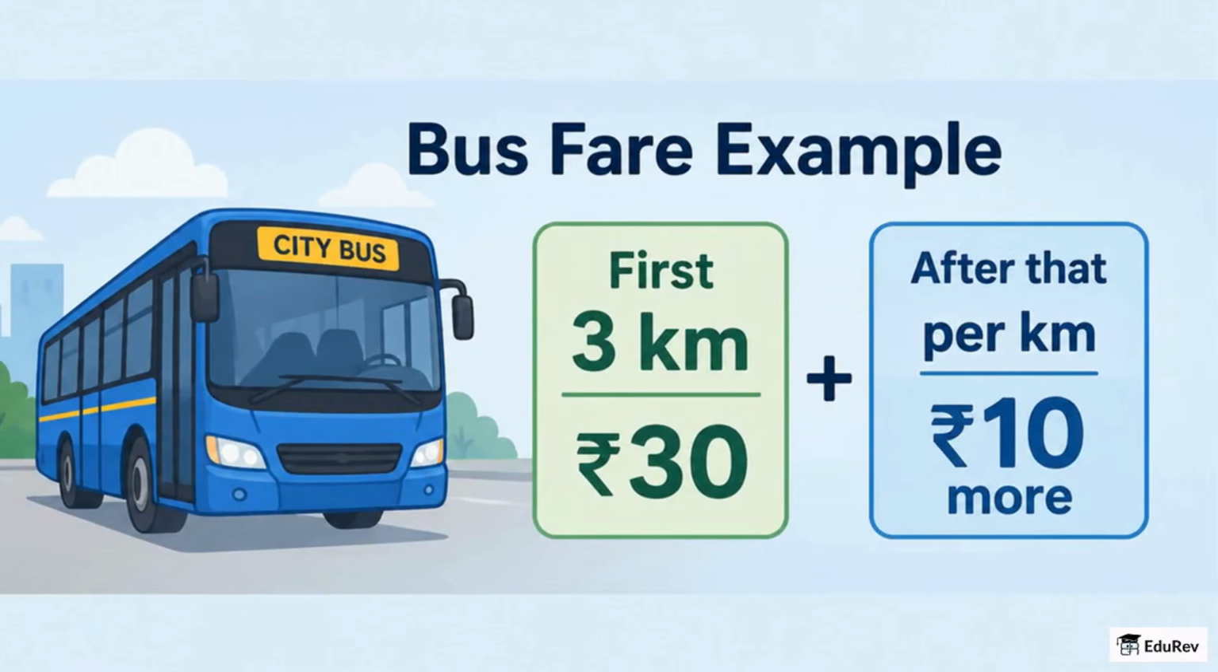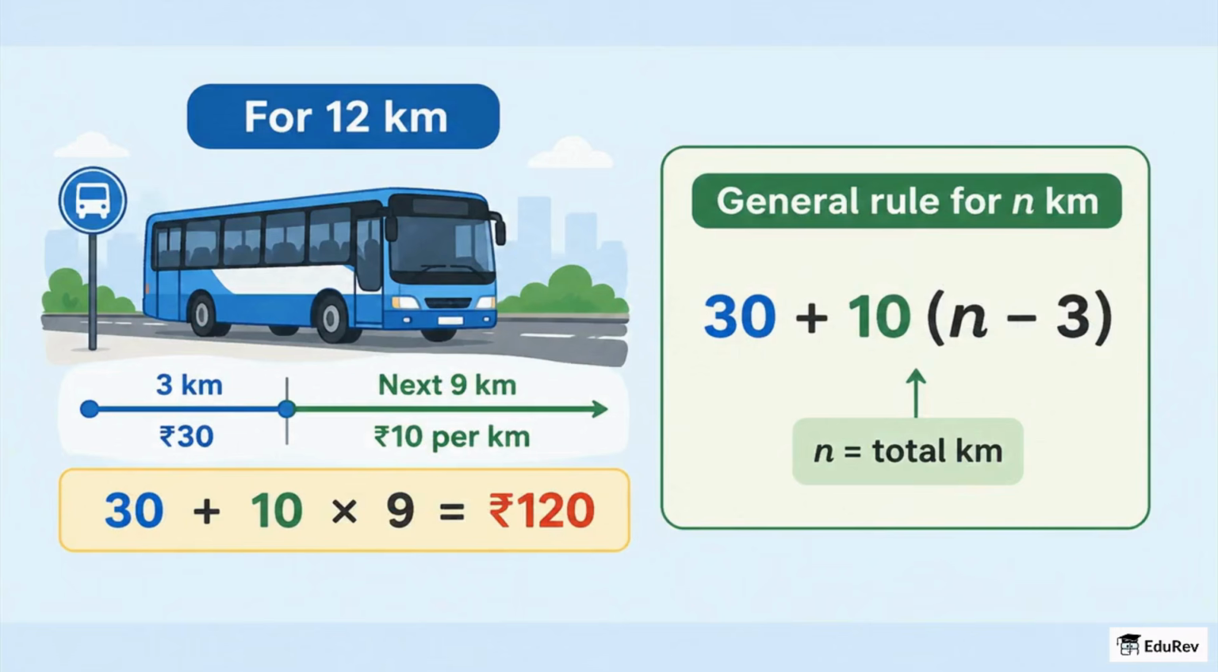A bus fare example helps too. First 3 kilometers cost 30 rupees, and then 10 rupees more per kilometer. For 12 kilometers, the fare is 30 plus 10 times 9, which is 120 rupees. And the general rule for n kilometers becomes 30 plus 10 times (n minus 3).